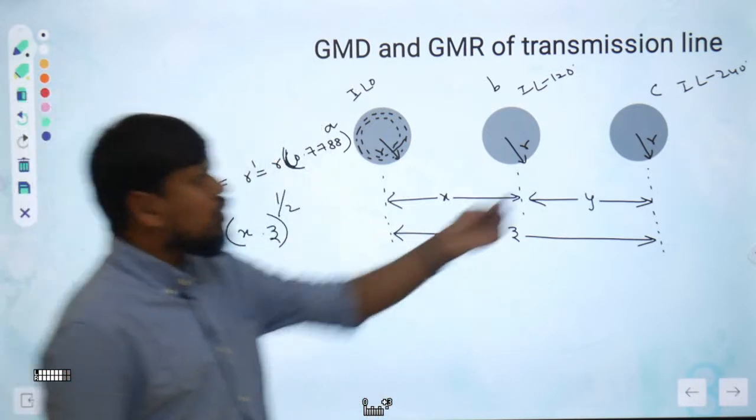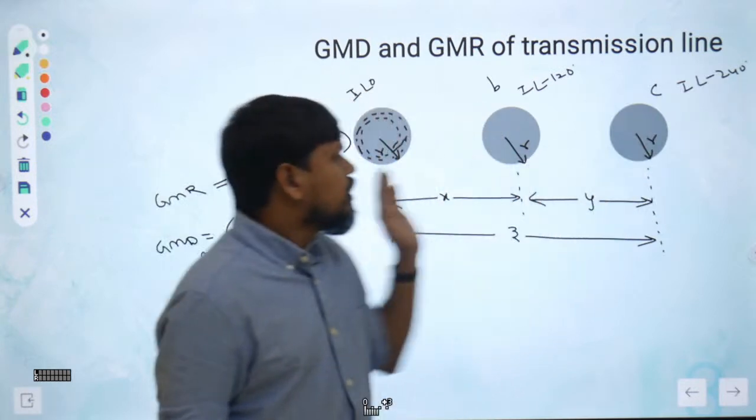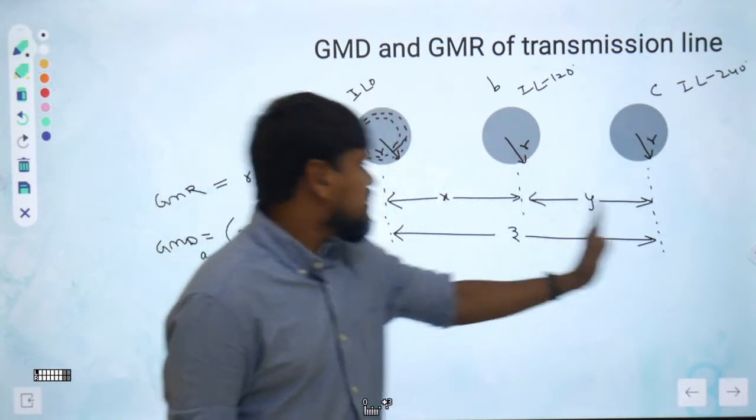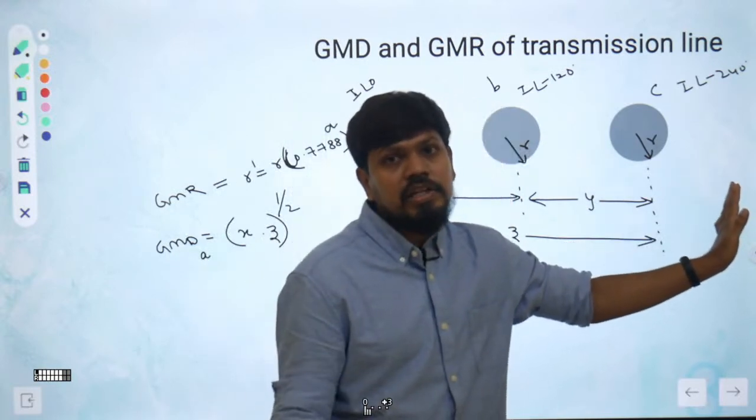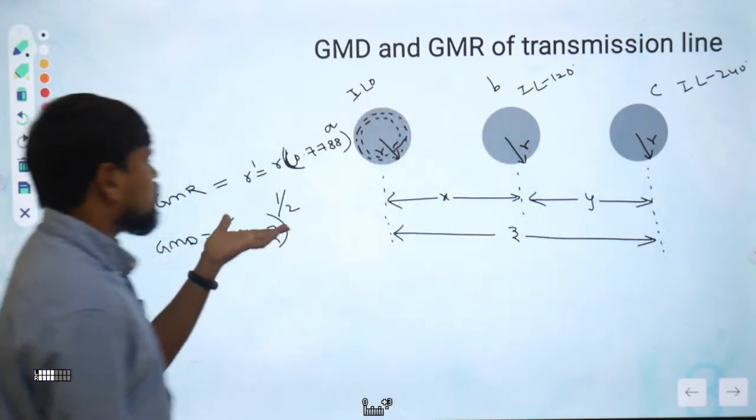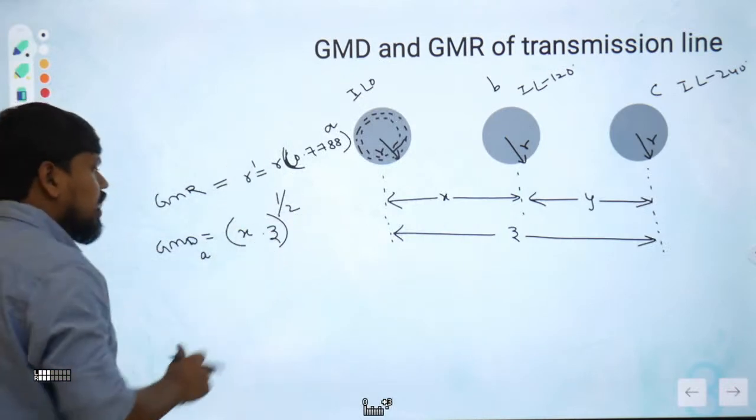For example, if one more conductor is there, a fourth conductor, first distance X, second distance Z, and if the other distance is some other value, then we have to give that value, and whole power 1 by 3 we have to give.